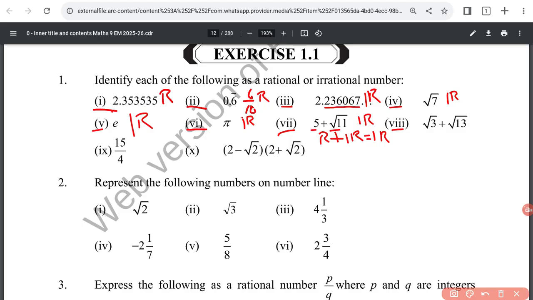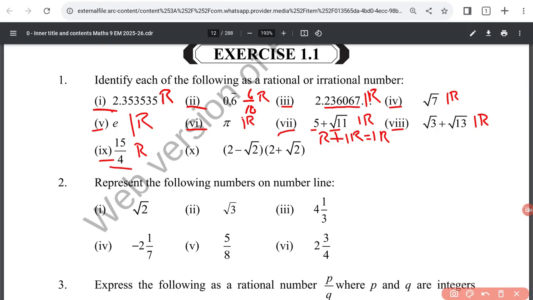If we talk about the eighth one, that is square root of 3 plus square root of 13. The sum of two irrational numbers, not specifying to a rational, is also an irrational number. If we talk about the ninth part of this question, that is 15/4, it is a fraction of two integers. It is in fraction form, that's why it is rational.